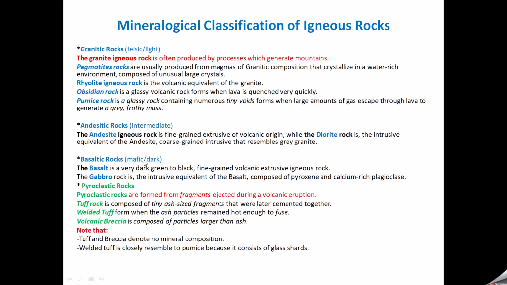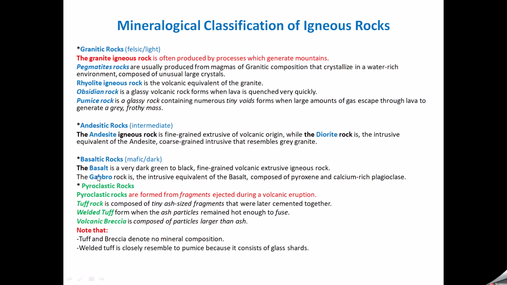Basaltic rocks are mafic, or dark, because they contain a lot of magnesium and iron. Basalt is a very dark green to black. This is the color. It is a fine-grained volcanic extrusive igneous rock. Any volcanic rock always has fine-grained minerals because of a very, very high rate of cooling.